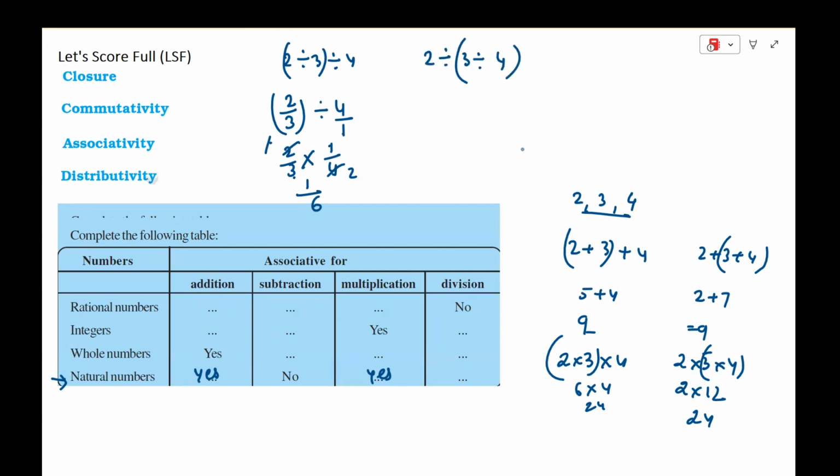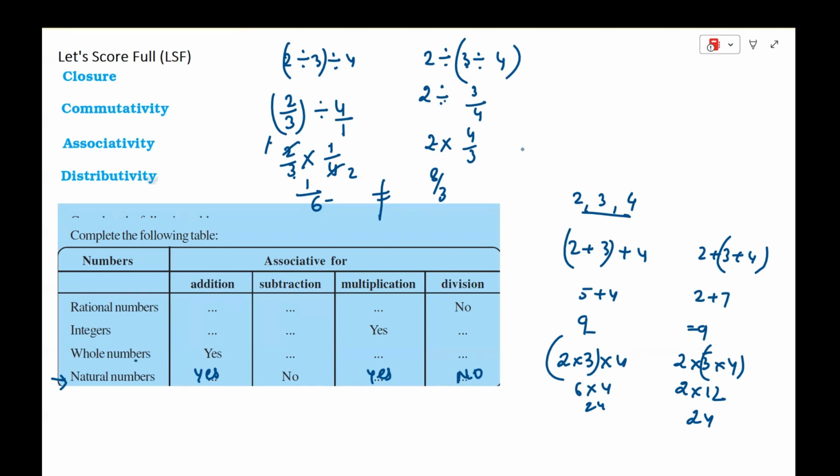Let's try for another association. Here take these two. So according to BODMAS, the bracket will get solved first. So 3 divided by 4, which is 3 by 4. Now, as division is getting converted into multiplication, so 4 by 3, 4 twos are 8 and then divided by 3. As this is not equal, no, it does not show associative property.